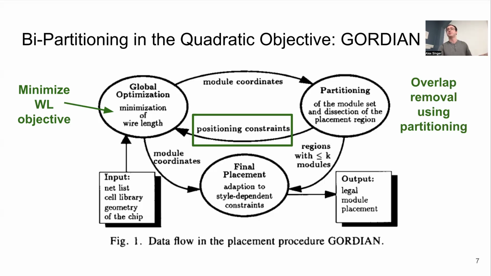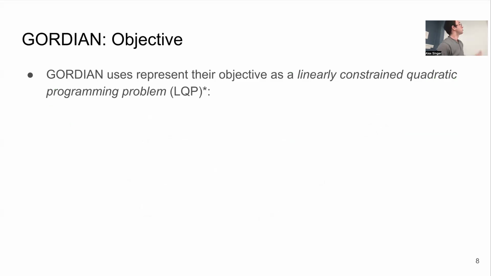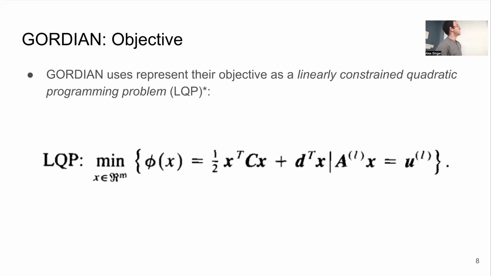Everybody good so far? So Gordian represents their objective as a linearly constrained quadratic programming problem, or LQP, which looks like this. Kind of a scary math equation, but what we see on the left is what we're used to for quadratic placers, which I talked about last month.